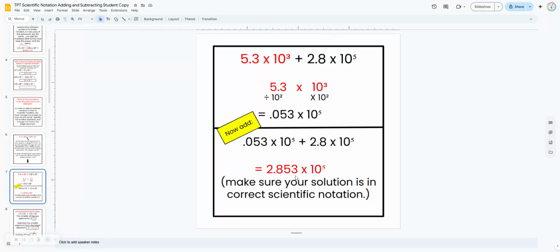Now they want to make sure in their solution that it's still in scientific notation, so we can only have one number to the left of the decimal point. If it's not in correct scientific notation, they're going to have to change it so that it is.